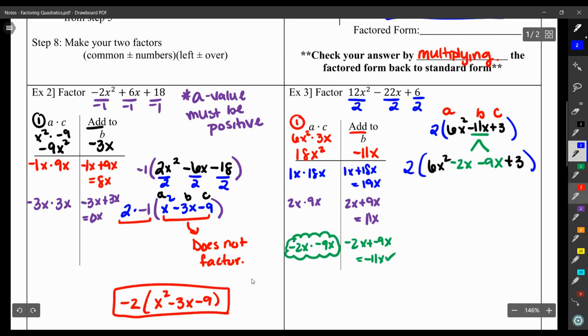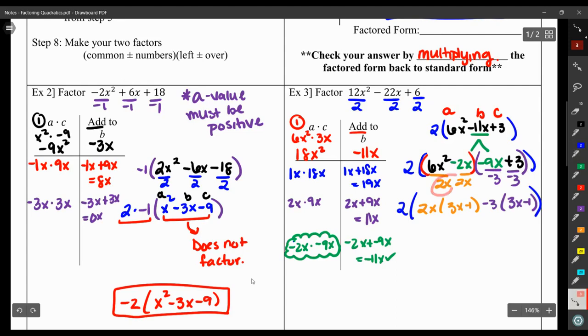Okay. Pause the video, try the next part in the process. The next part in the process is grouping together the first two terms and the last two terms and finding out the common factor for both sets. Pause the video, try the next step. And you should have come up with this.